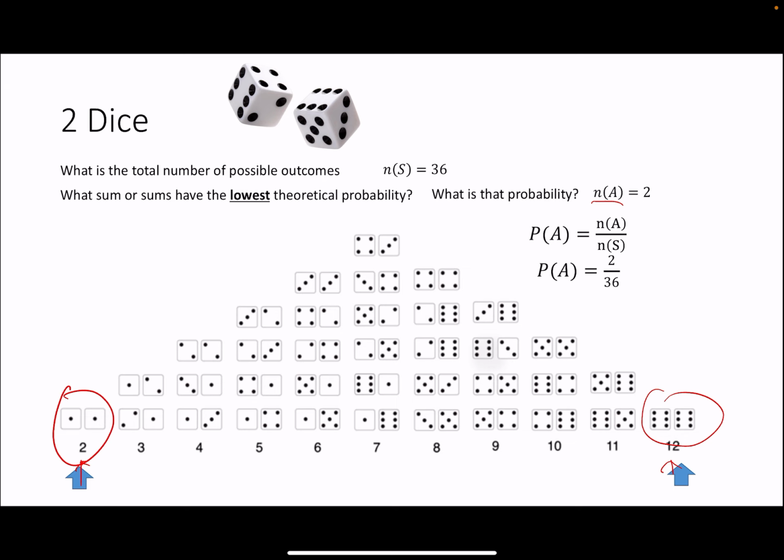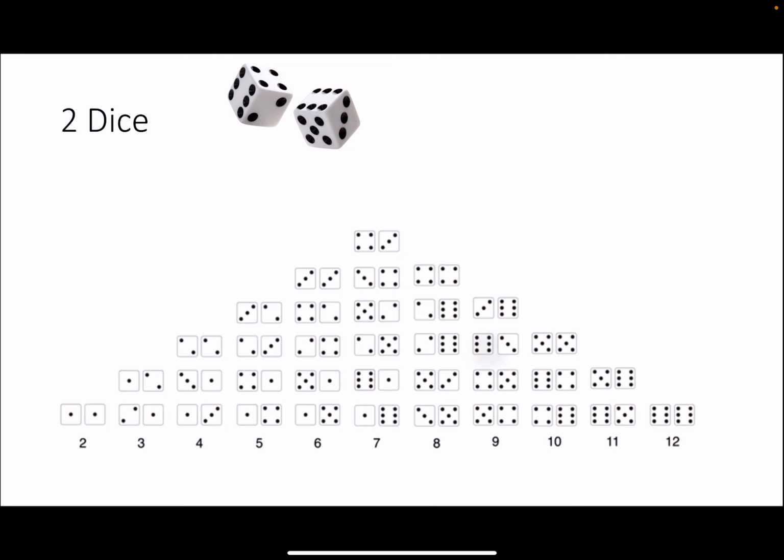So N of A over N of S is 2 over 36. We got that from there. And when we simplify, you divide 36 by 2, you get 18. You divide 2 by 2, you get 1. And that's how we got 1 over 18. Okay.